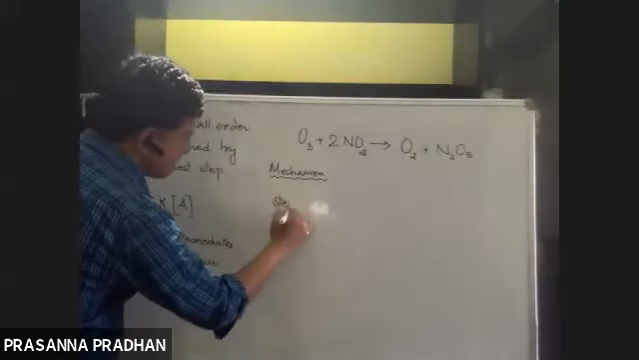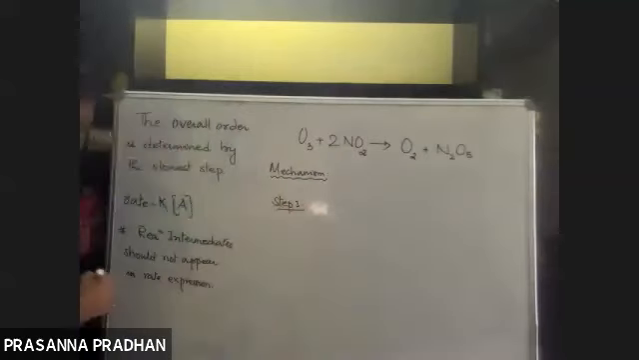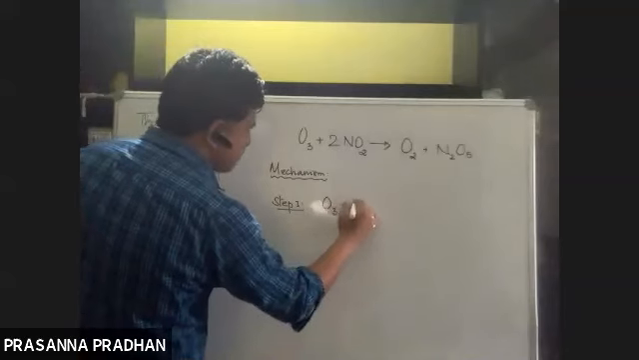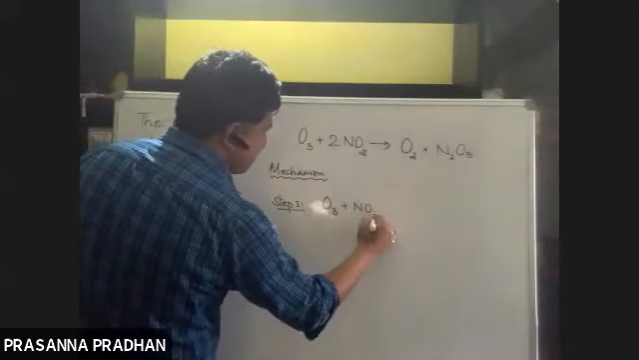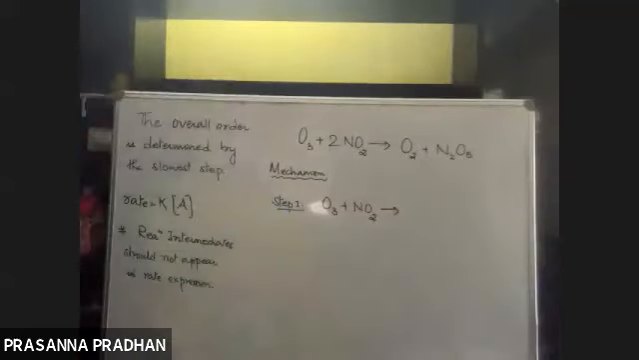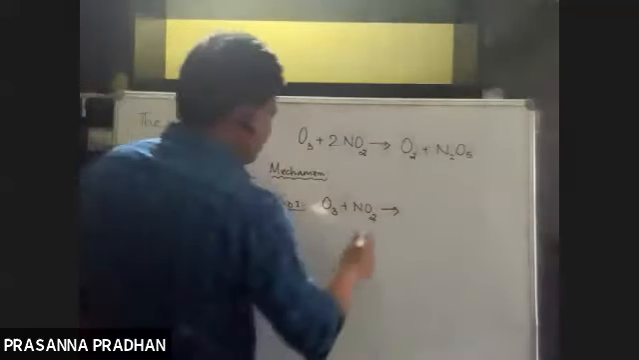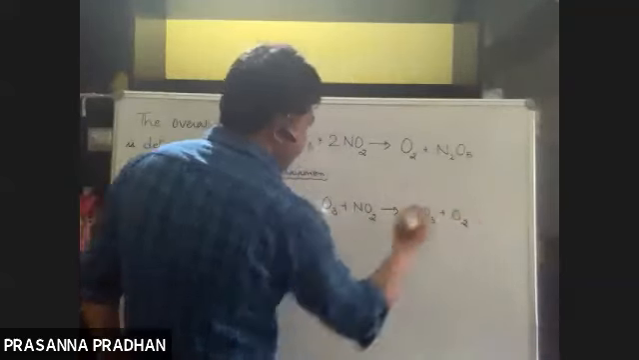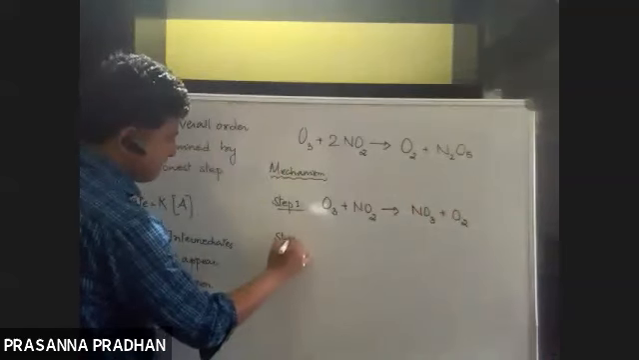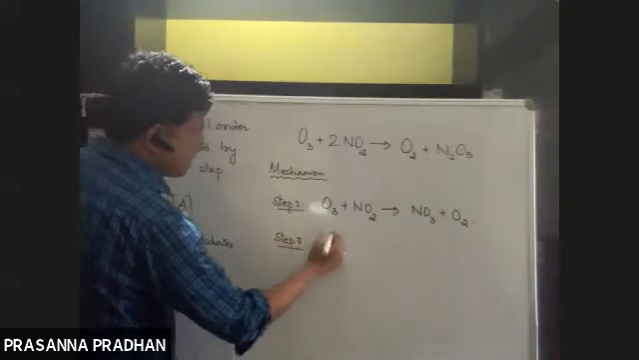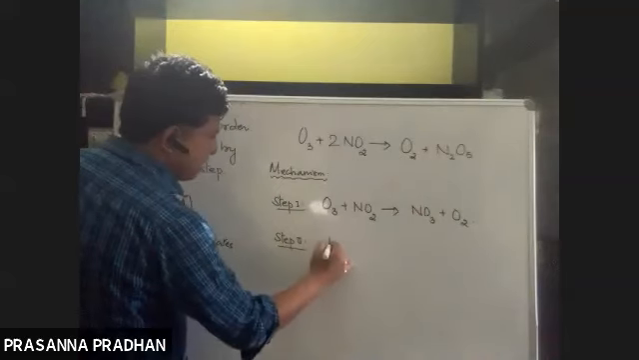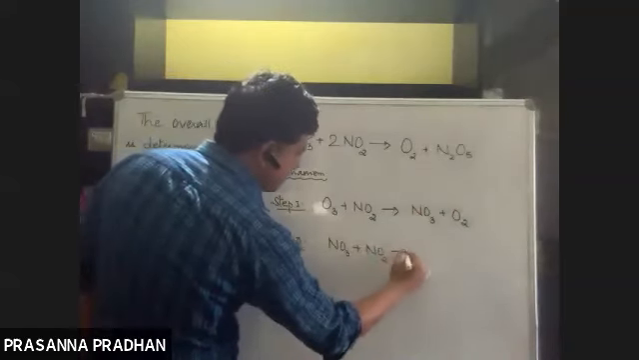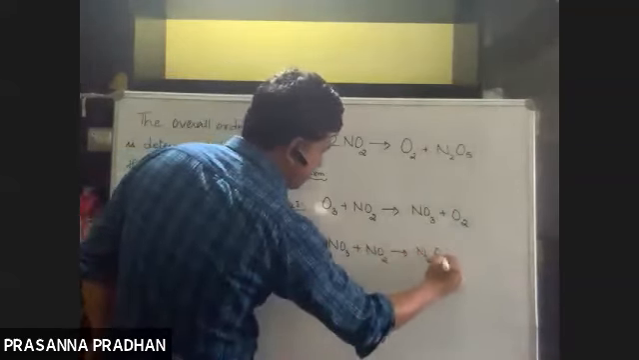There are again two steps involved. In one step, ozone combines with 1 NO2 to give you NO3 plus O2. And in the second step, NO3 again combines with NO2 to give us N2O5.